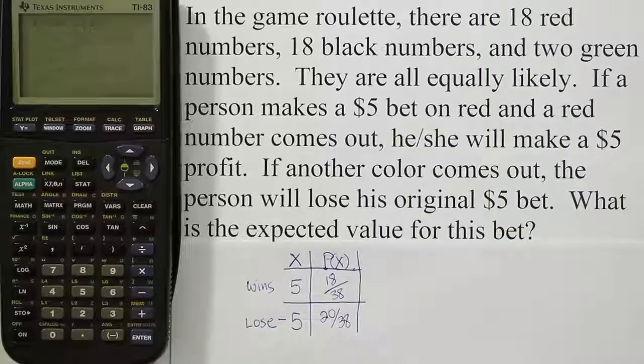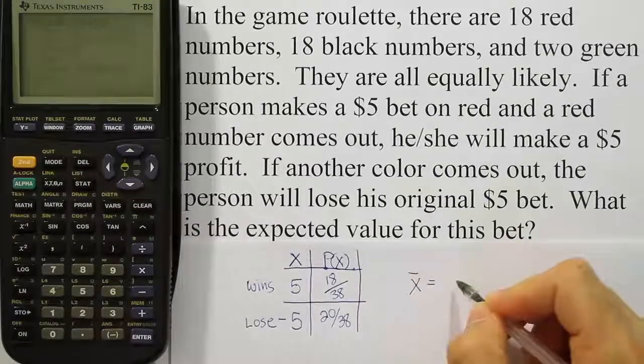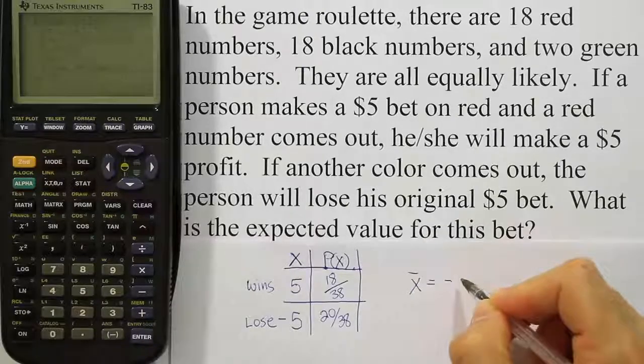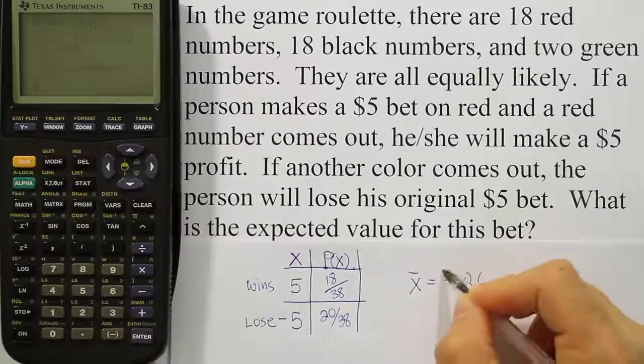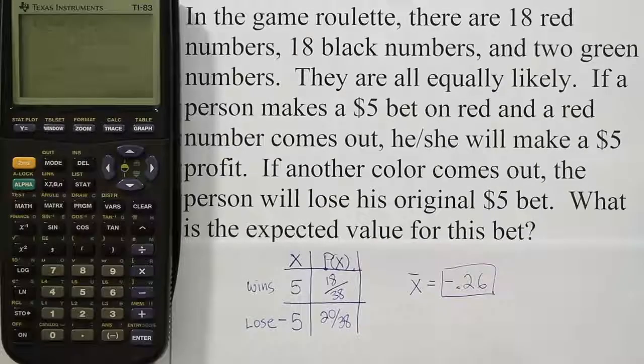When you're finished, you get the mean. In this case, it tells you that the x bar is equal to approximately -0.26, or -26 cents. So the expected value for the bet is a loss of 26 cents.